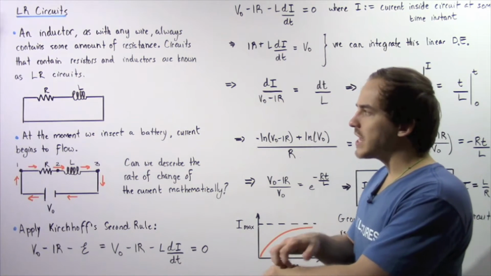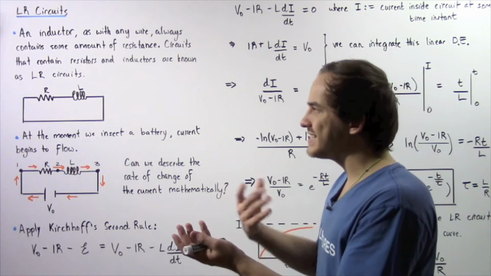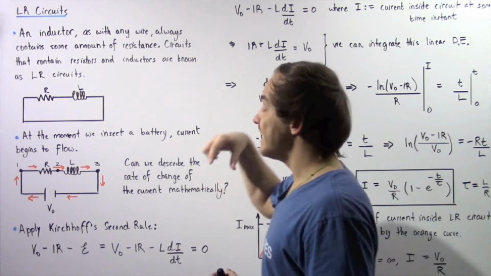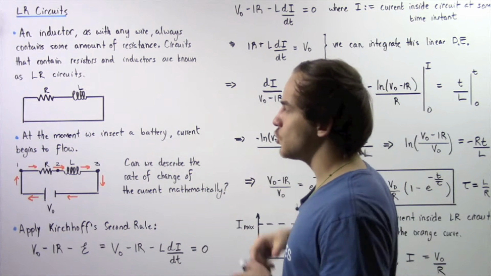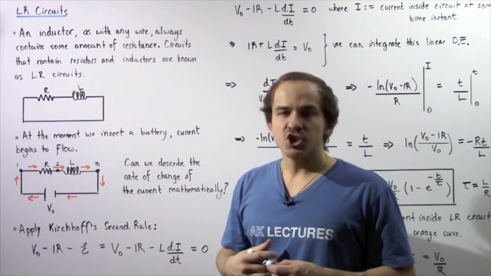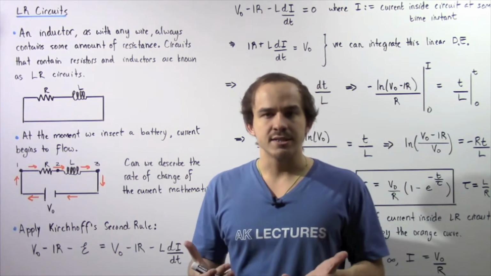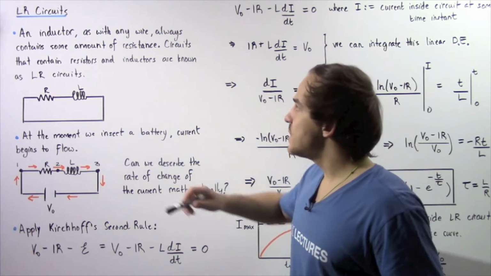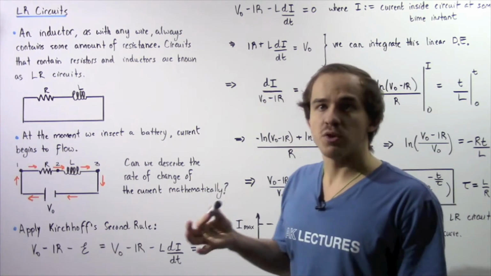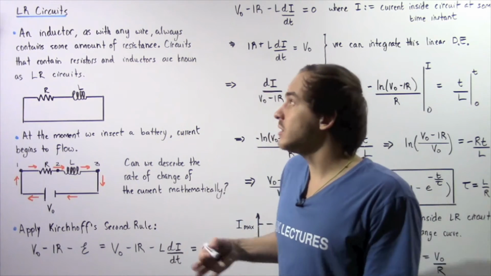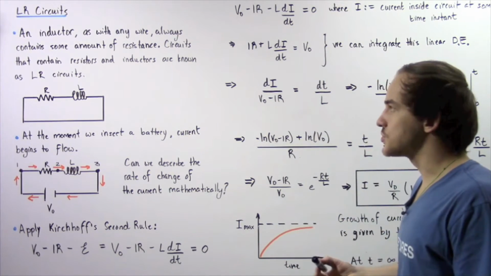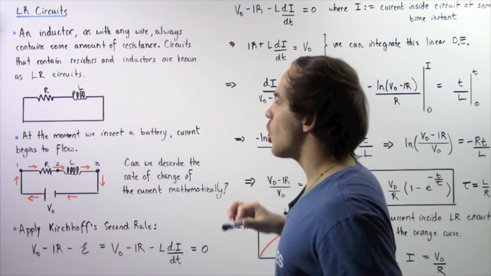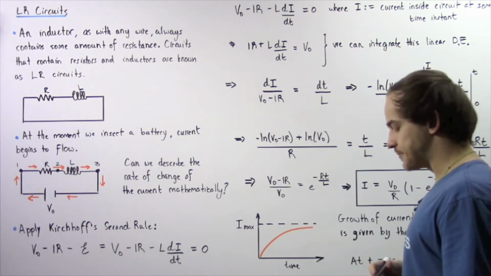So in the same way that we can place capacitors and resistors into an electric circuit, we can also place inductors and resistors into an electric circuit. Because an inductor consists of a wire, and because wires carry resistance, that implies that inductors, as with any wire, carry at least some amount of resistance. So circuits that contain resistors and inductors are known as LR circuits.